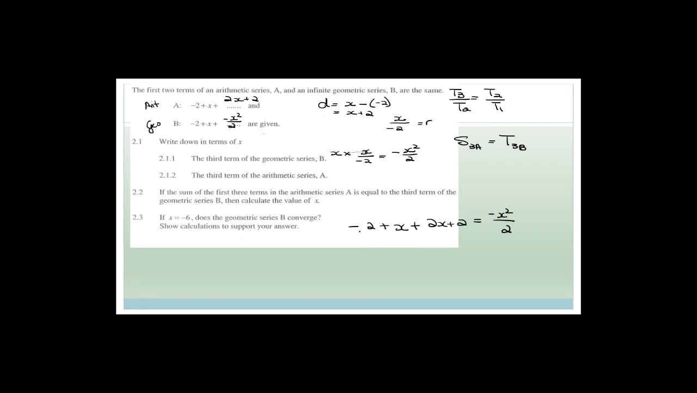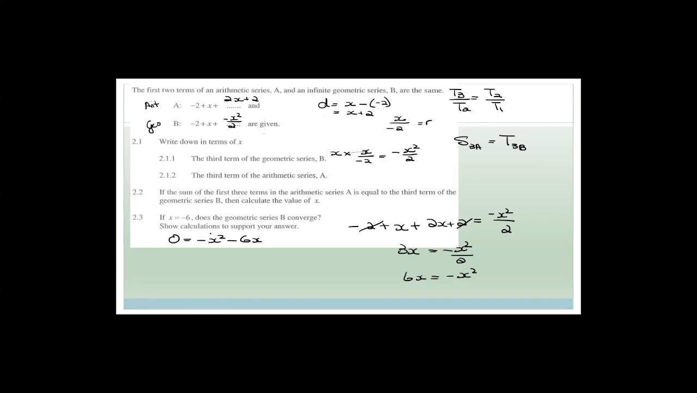First of all, minus 2 cancels with 2. This is awesome. x plus 2x is 3x. So 3x is equal to minus x squared over 2. I can multiply both of these by 2, so we end up with 6x is equal to negative x squared. If I take this across this side, I get 0 is equal to minus x squared minus 6x.